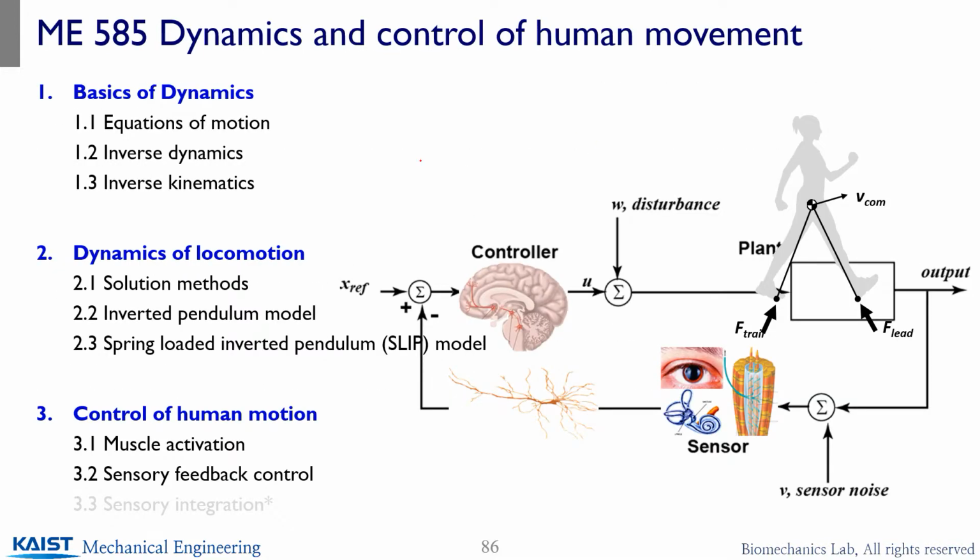With that, we conclude the whole course of ME585, the dynamics and control of human movement. We studied the basics of dynamics and used those dynamic skills to analyze repeated locomotion, walking and running. For control, we studied how the muscle model could be implemented for walking control, jumping and throwing control, and how sensory feedback could be used to analyze posture control.